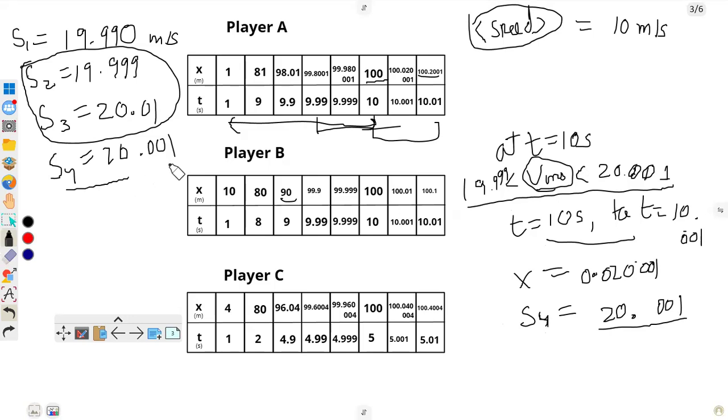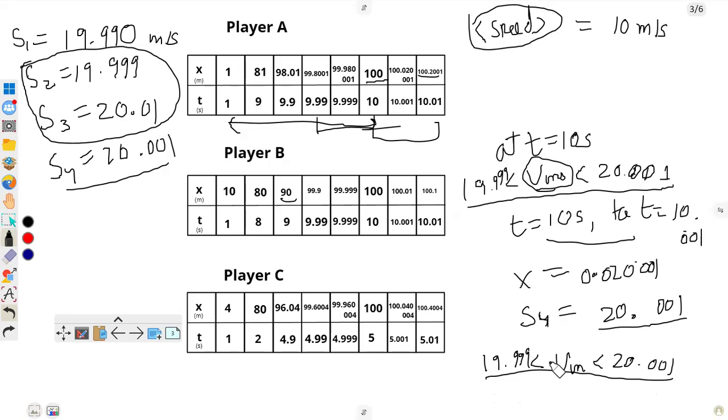So we have a better approximation. Our instantaneous speed, V instantaneous, will actually lie between 19.999 to 20.001. Now, since we don't have enough data, what should we do? Can anyone suggest how I can try to get to a specific value? I have that V instantaneous lies between these intervals. Can anyone suggest a way to get to one specific value?